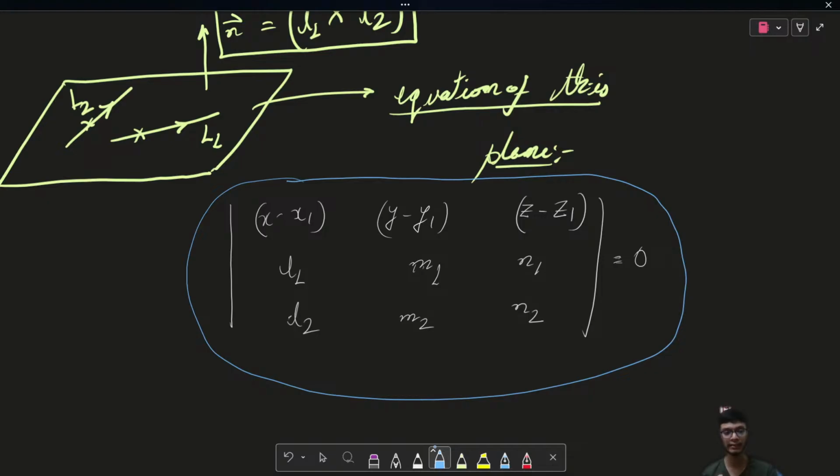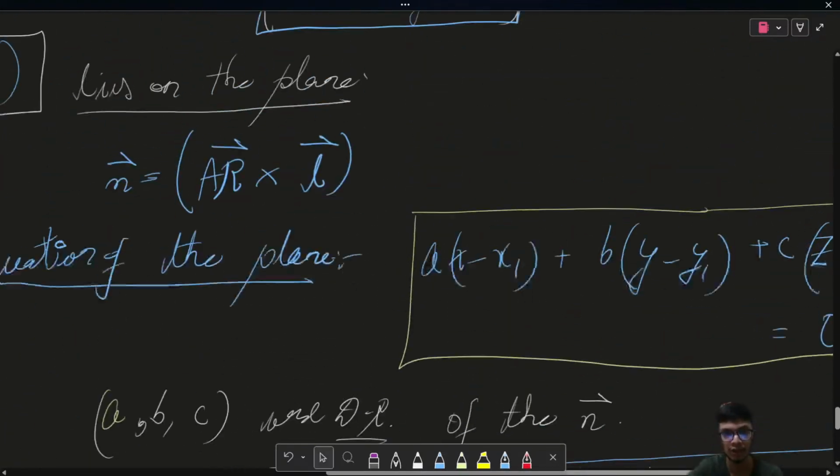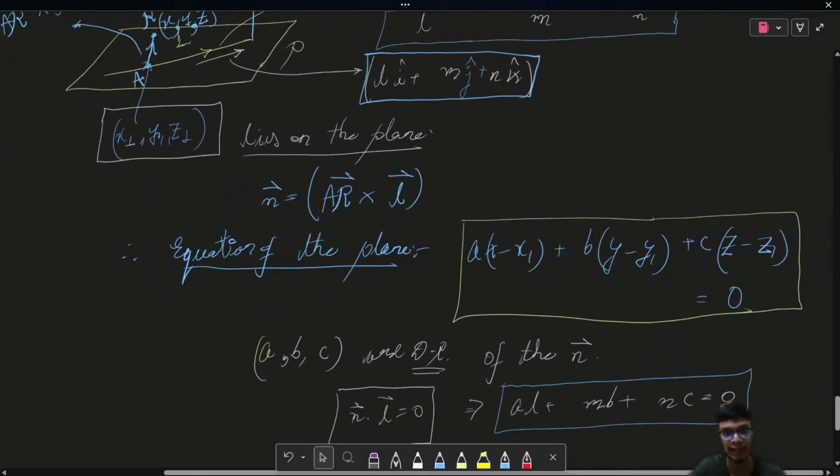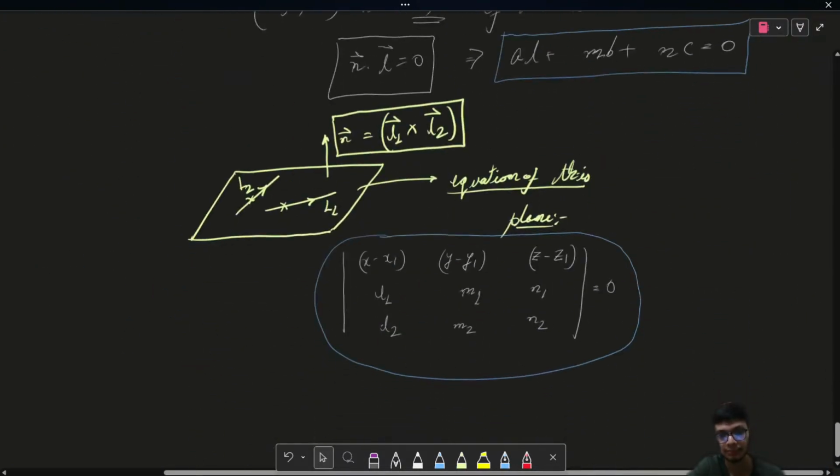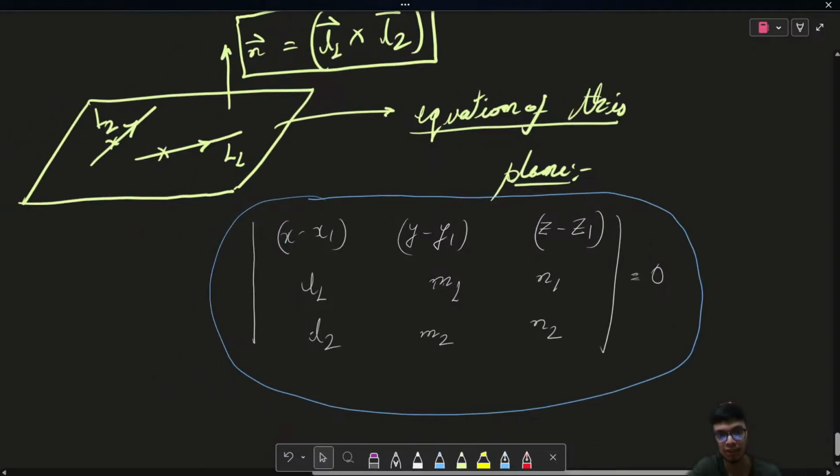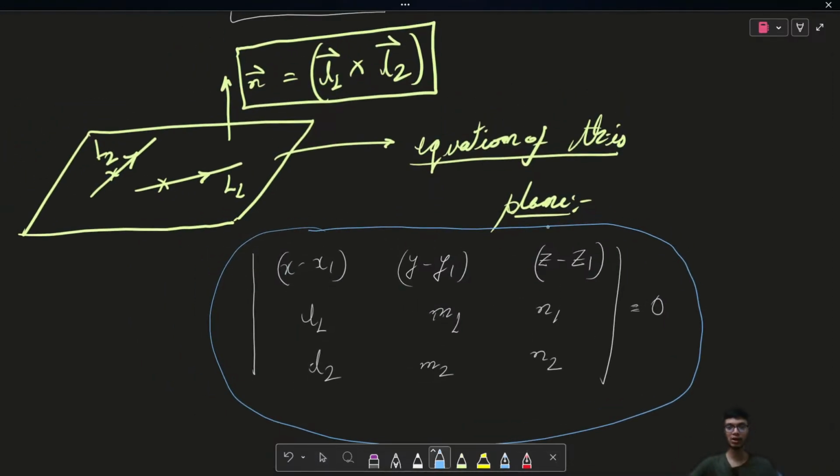Also, if there are parallel lines, then this question reduces to the previous case when you have a line and a plane, right? Only one line and a plane, right? So I hope this formulation is clear to all of you. So this is how we'll formulate the equation of the plane.